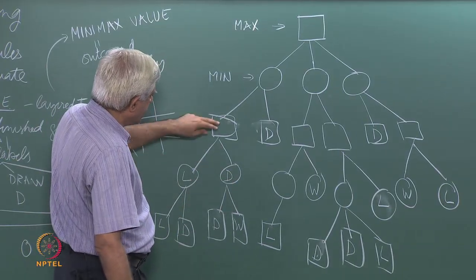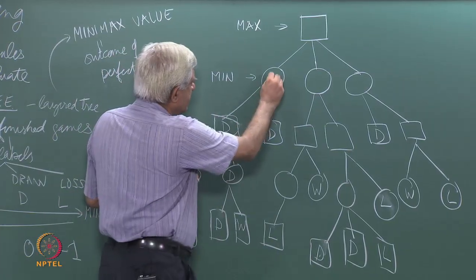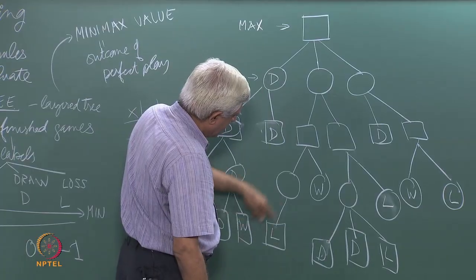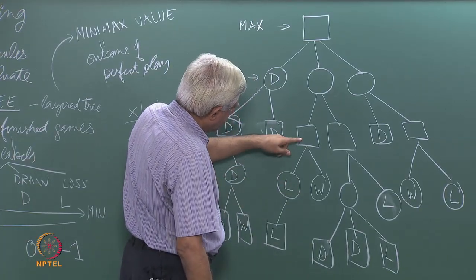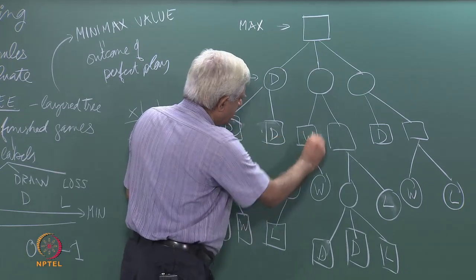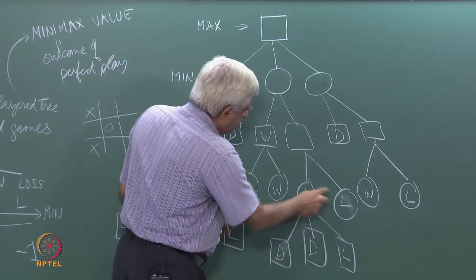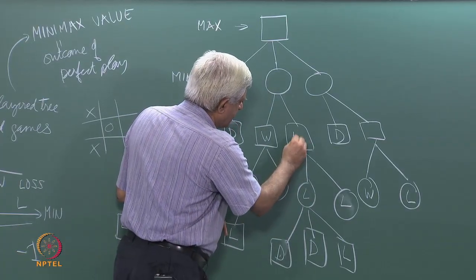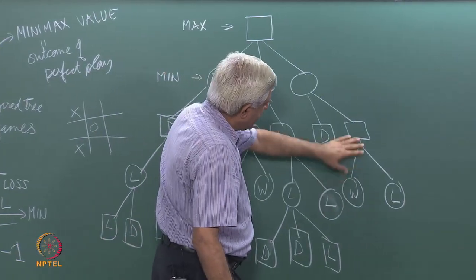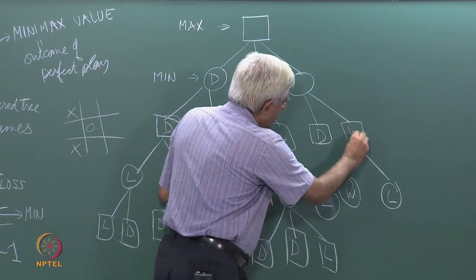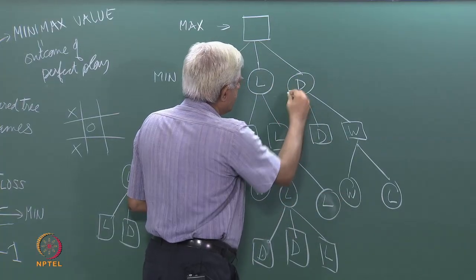This is L, this is D, so max will choose a D here. Both these are D, so min does not have a choice. Here it is L, and there is only one node, so this gets backed up L. Max will choose W here, and we analyzed this part of the tree earlier. Min will choose L here, max does not have a choice, so max has to choose L here, min will choose L here. Here max will choose W between W and L, min will choose D from this.